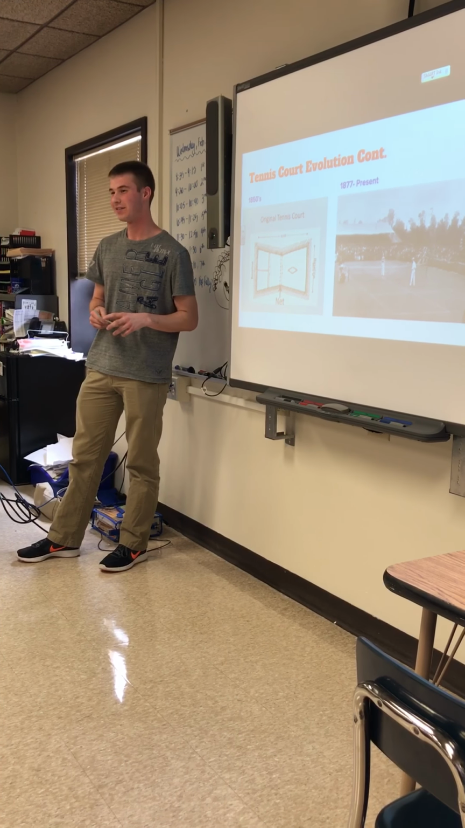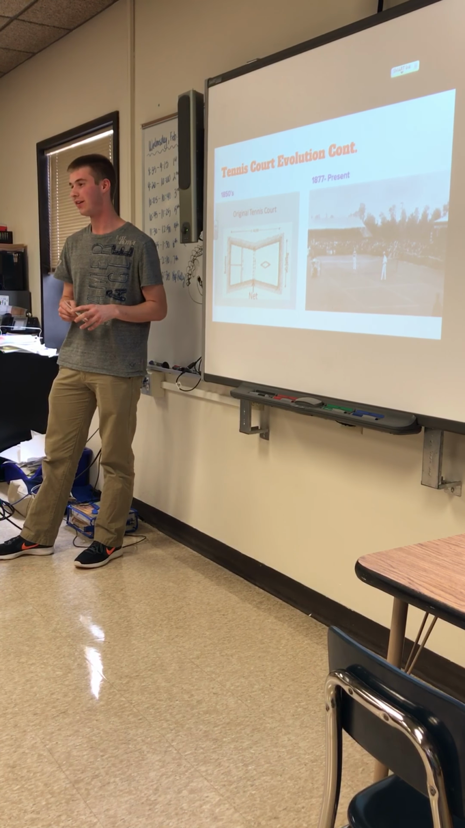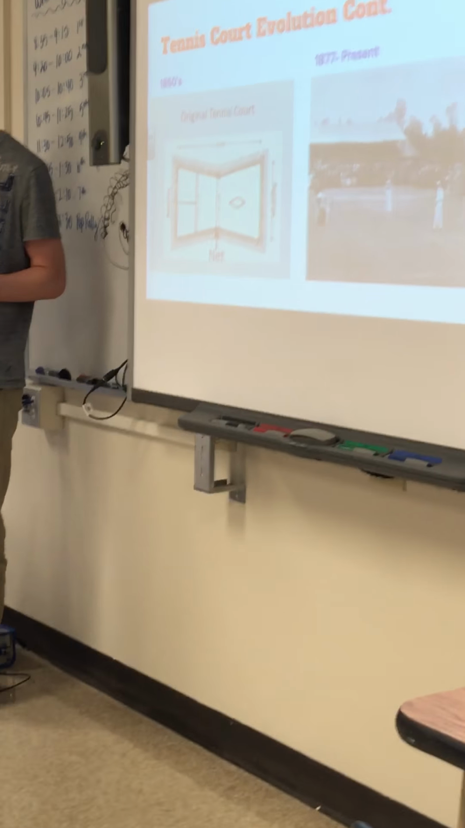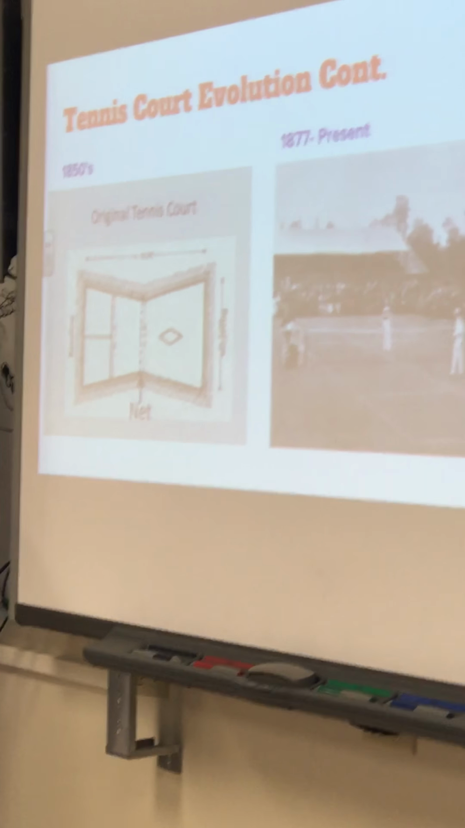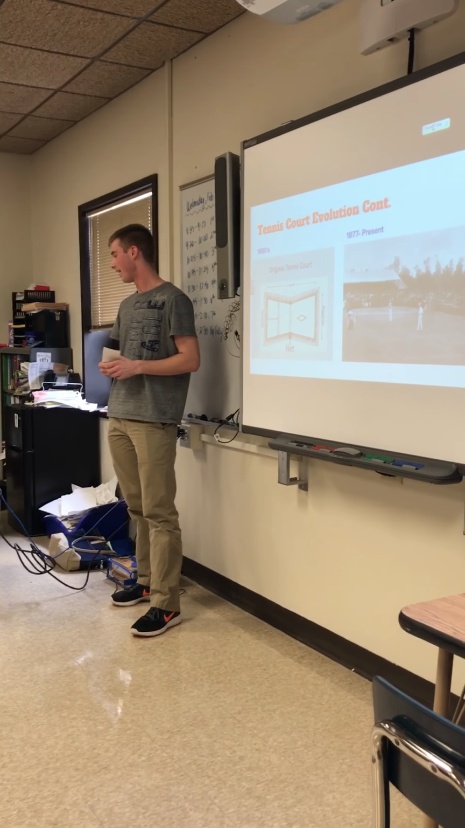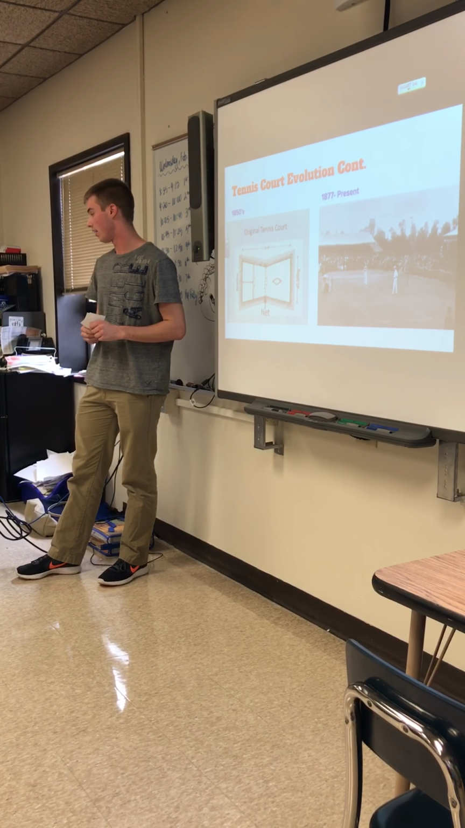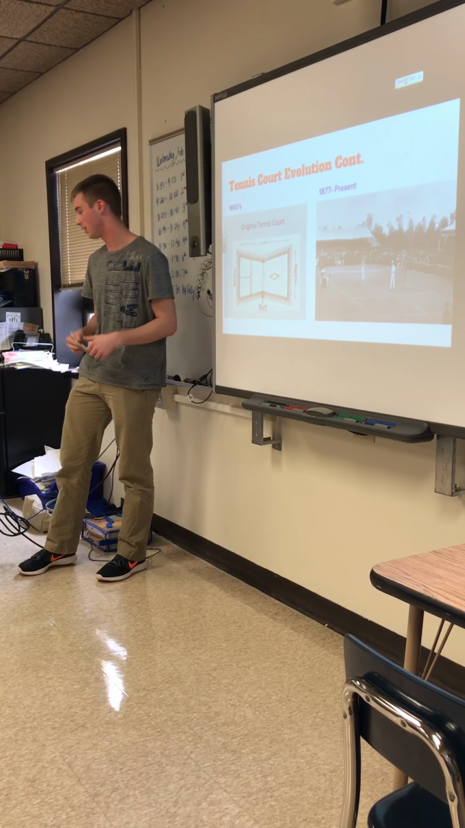And then when they moved outside, it was like modern day tennis, except they had an hourglass shaped tennis court with the same drooping net in the middle. And then in 1877, they had the rectangular courts like we have today.